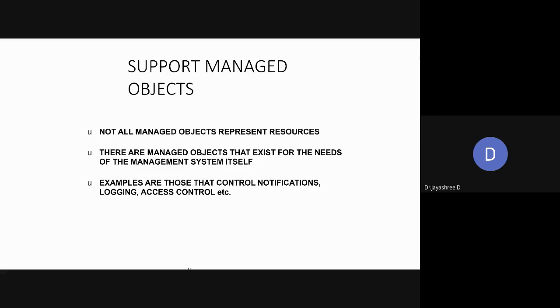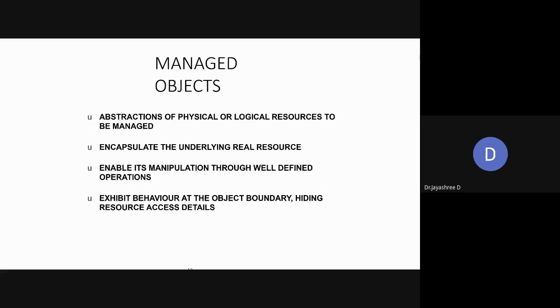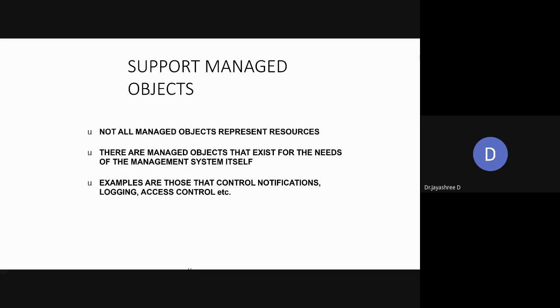Then the support and manage object, what we have seen here is that not all managed objects represent resources. That is why, as I said, there are managed objects that exist for the needs of the management system itself. There are logging, access control, notification. Logging is also part of access control, because within my system I have to log it there. It is not an application I can use for other people. So logging, access control, then the control notification, that is your alarm notification. So two things have been abstracted and supported: one is managed objects, another is support and manage objects.